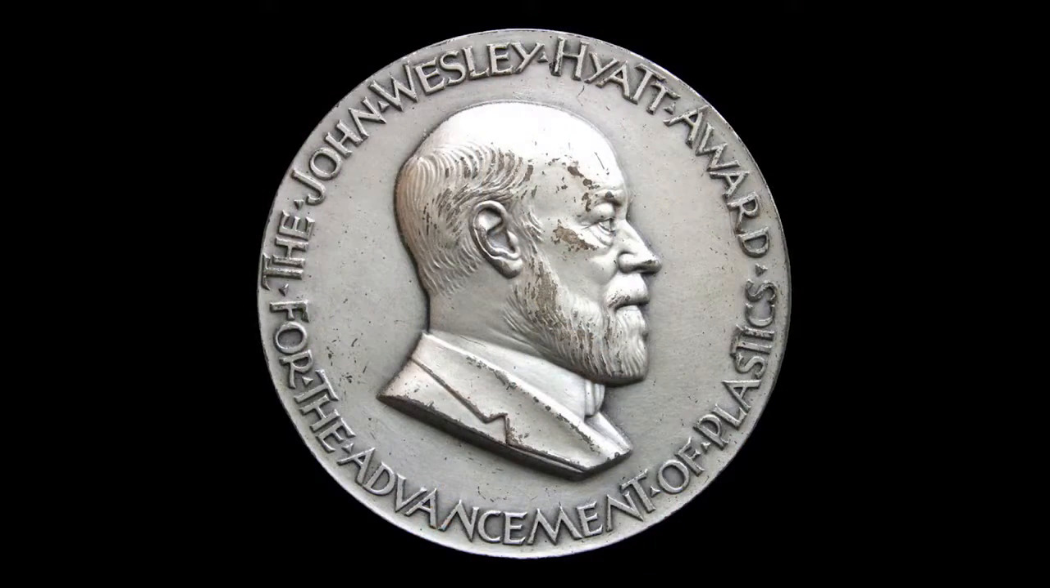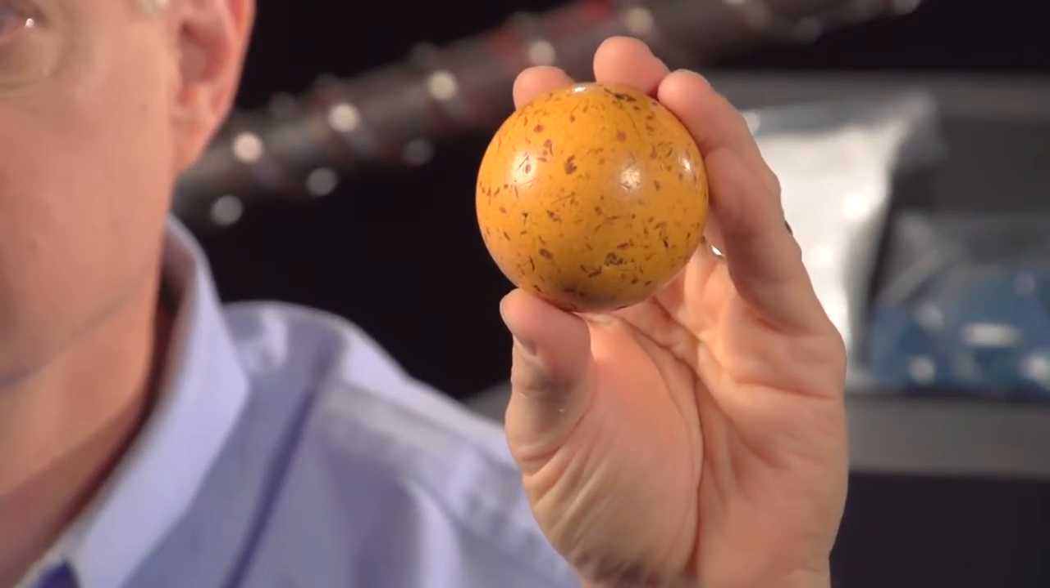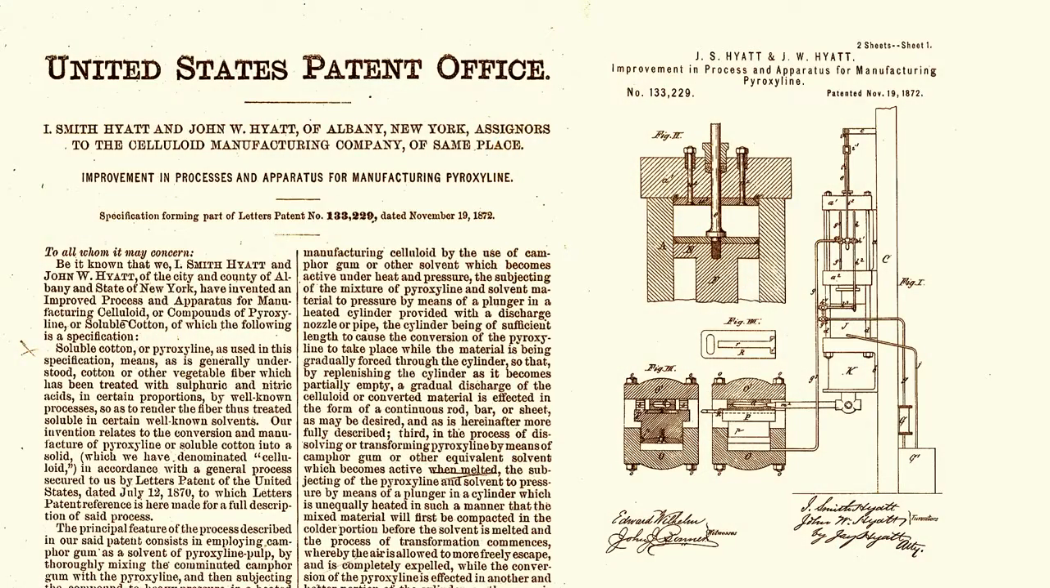And this spurred John Wesley Hyatt to develop one of the first plastics, celluloid, to create billiard balls. He patented an apparatus for molding products from celluloid. This apparatus was the birth of plastic injection molding.